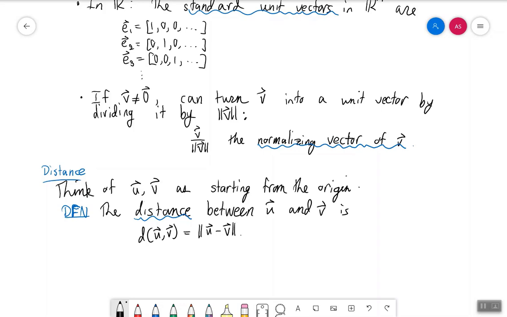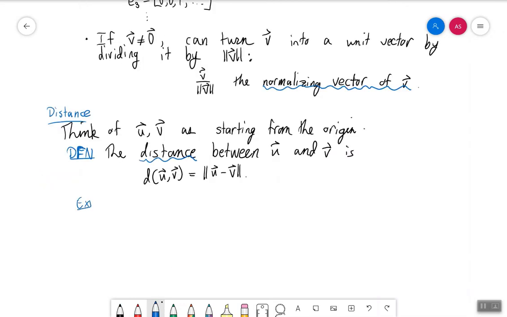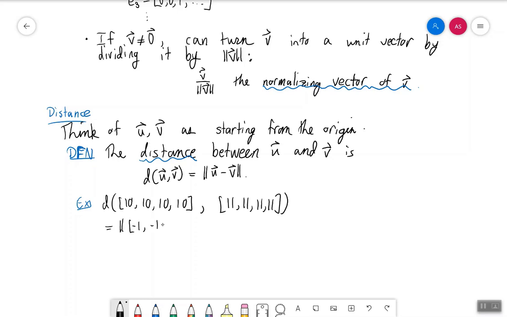So for instance, the distance between (10, 10, 10, 10) and (11, 11, 11, 11) is the length of the difference between these two, which is (negative 1, negative 1, negative 1, negative 1), which is the square root of 4, which is 2.